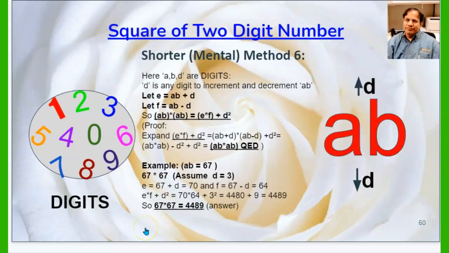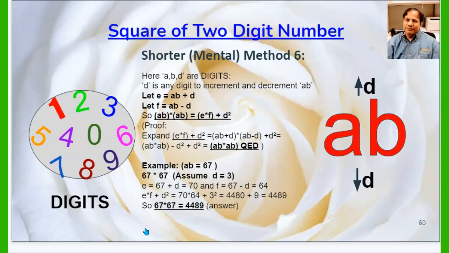We can see more examples, but before we do that, we can also generalize it in terms of symbols. So if I say the number is AB and the increment and decrement is a digit D, then we can represent E as AB plus D and F as AB minus D. And then the result will be E times F plus D squared, and that will be the result.